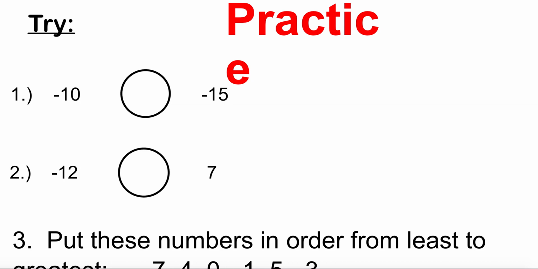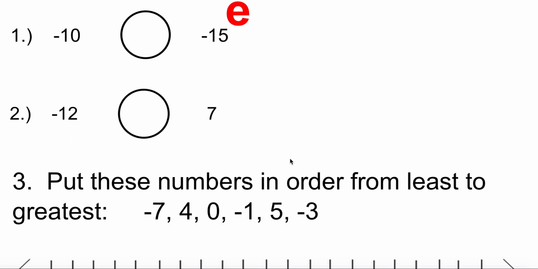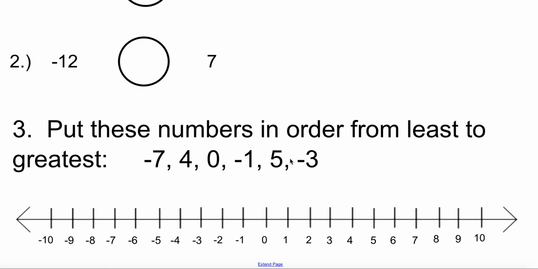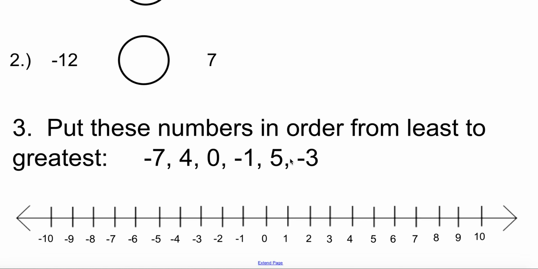Try this on your own. You just have to pause the video and copy the numbers. It's negative 10 and negative 15. You have to figure out, is negative 10 greater or less than negative 15? Number 2, is negative 12 greater or less than 7? You have to put these numbers in order from least to the greatest. Negative 7, 4, 0, negative 1, 5, and negative 3.